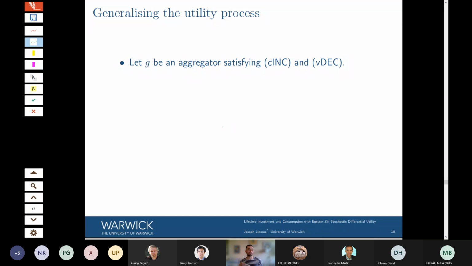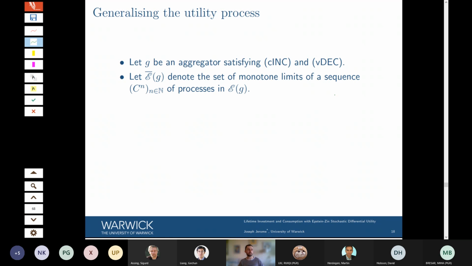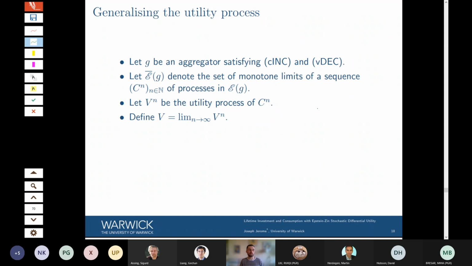So we want to generalize the utility process. Provided we have things that aren't bounded above by this geometric Brownian motion, we want to still define a utility associated to it. So we're going to assume C increasing and V decreasing again, and let script E of G be the monotone limits of sequences which are evaluable. We can let Vn be the utility process associated to each of these Cn's in the approximating sequence, and we can define this limit because it's a monotone limit, and we know that V is increasing in C.